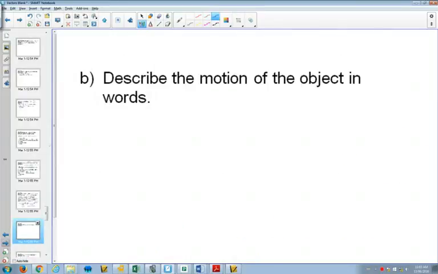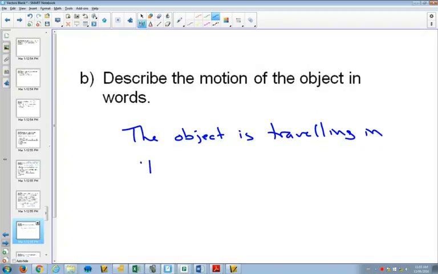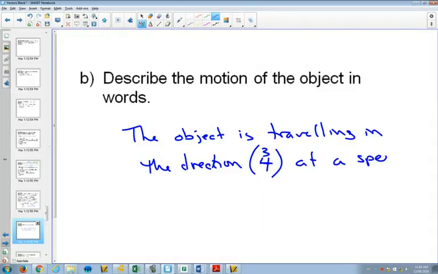Describe the motion of the object in words. It's traveling in the direction of 3, 4 at a speed of 5 kilometers per hour.